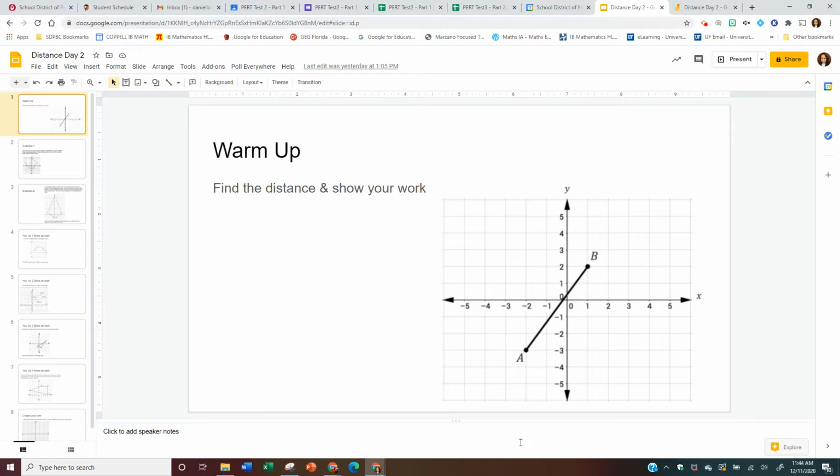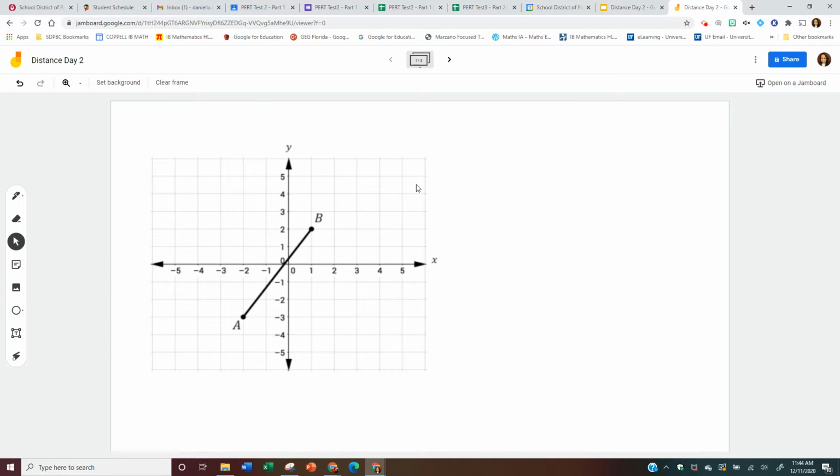Hey everyone, I just want to go through the warm-up to remind you of what you learned about last class. And so we're going to go through those answers, and then I'm going to give you a quick mini lesson on what you were doing this class, which is distance day 2. Okay, so here we go. Let me get a pen up and running.